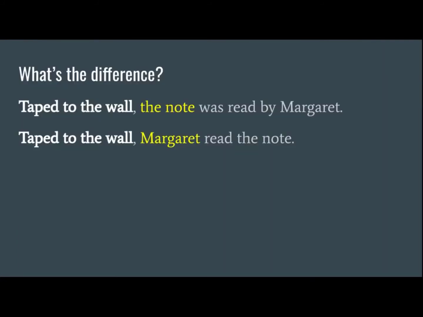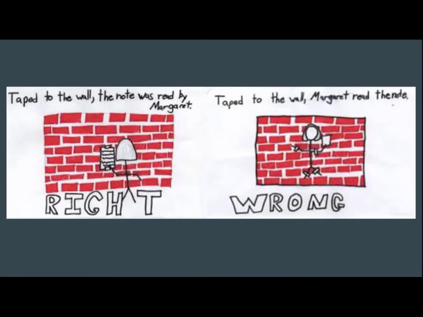Let's look at these two sentences. Taped to the wall, the note was read by Margaret. Taped to the wall, Margaret read the note. Let's take a look at what those sentences would both look like. In the first sentence, taped to the wall, the note was read by Margaret. The note is being modified by taped to the wall, and because taped to the wall is next to it, Margaret isn't taped to the wall. In the second, Margaret is right next to the modifier, which makes it sound like Margaret herself is taped to the wall.